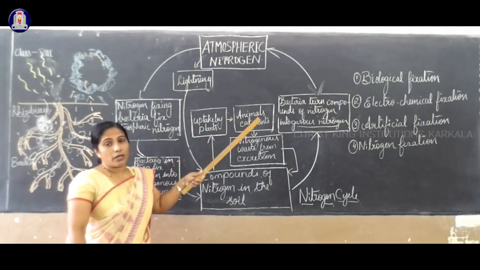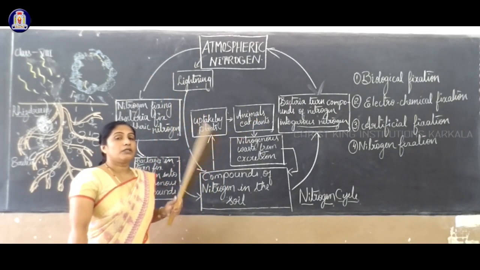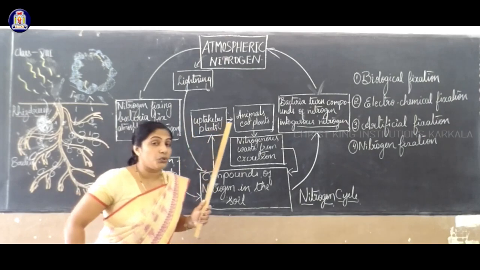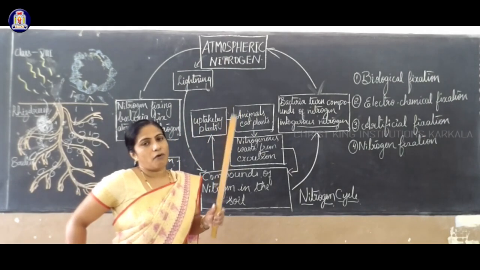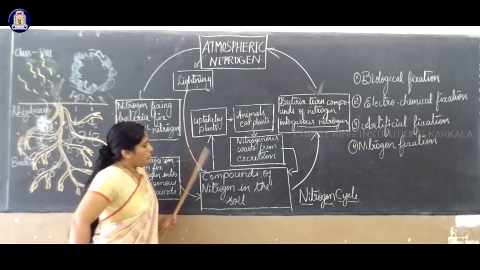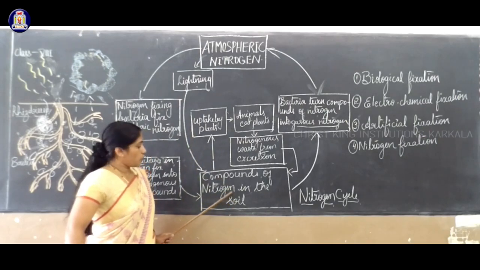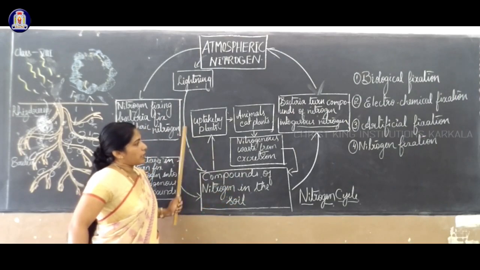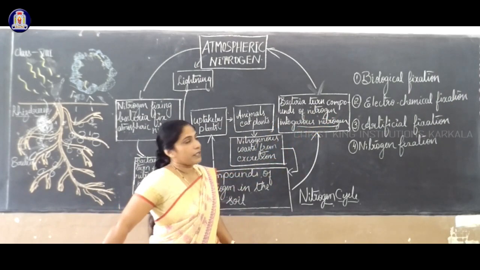So that's why it is called chemical. In turn, it will convert into nitric acid, dilute nitric acid in the form of rain, and then it will fall to the earth's surface. So that's why compounds of nitrogen in the soil, that is called electrochemical fixation.